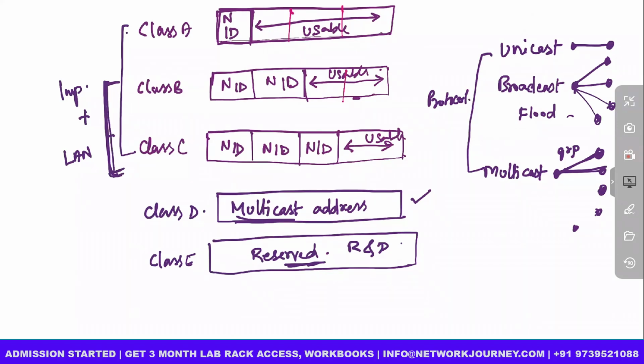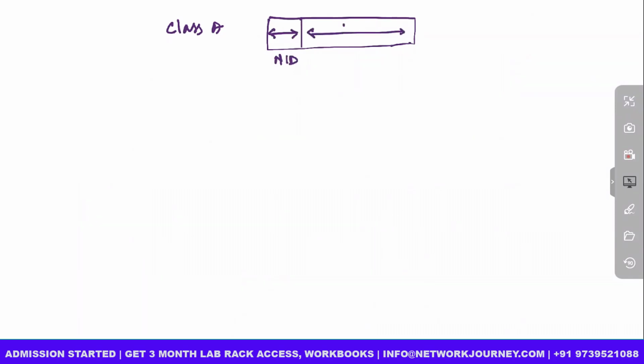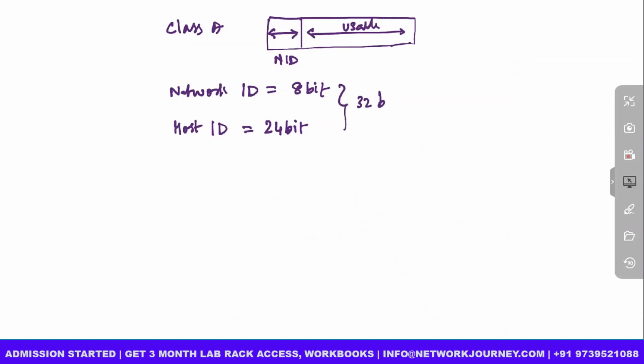Now let's see each class. So if I say class A, this is the network ID, and the rest of the 3 blocks are for usable purpose. Okay, so here the network ID is 8 bits long, whereas the host ID is nothing but the usable IPs. They are the rest, let's say 24 bits, and collectively they are 32 bits, which is IPv4.